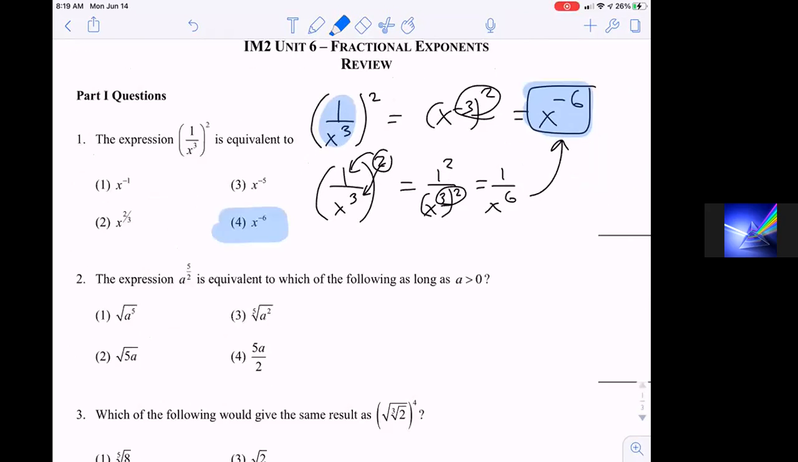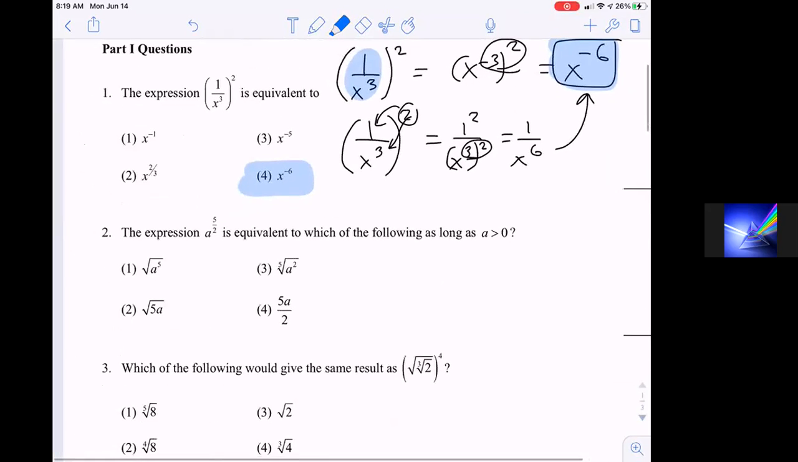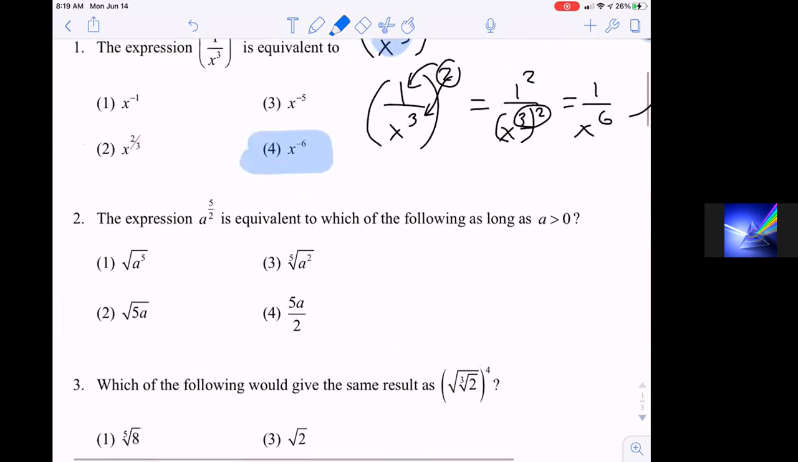Number two, we have an expression a to the 5/2 power, which is equivalent to which of the following as long as a is greater than 0. So as long as a is a positive number, basically. Okay. And the reason I say that is because 2 of your answers are square roots, and you can't take a negative root. So they're asking you to deal with only positive numbers.